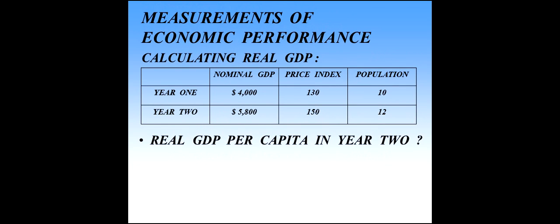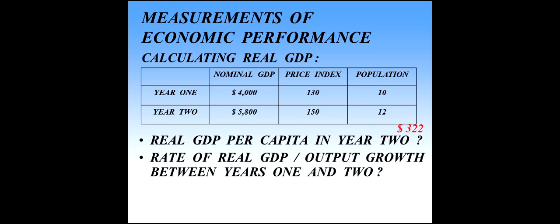Here are a couple of more examples and some more practice for you. What would be the real GDP per capita in year 2? The answer to that is 322. Now, extend it a little further. The rate of real GDP or output growth between years 1 and 2. Here we're looking for a percentage of output growth, either an increase or a decrease. Obviously, it's an increase if you're just looking at the numbers. The answer to this is 26%.